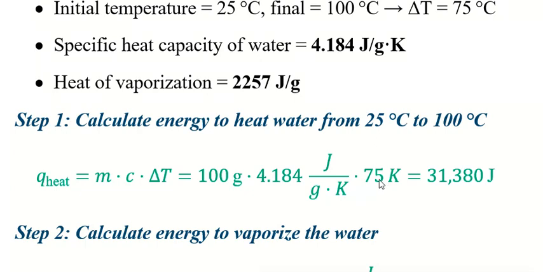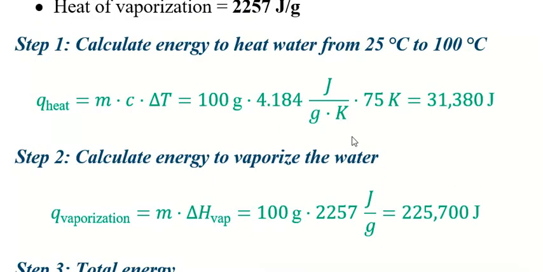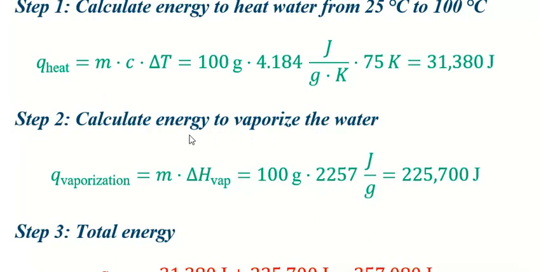Okay, 100 times 4.184 times 75 is equal to 31,380 joule. The answer is 31,380 joule. That is the answer in joule. Next, in the first part we have calculated the heat which was used to change the temperature of water from 25 to 100 Celsius. Next, to calculate the energy to vaporize the water at 100 Celsius.